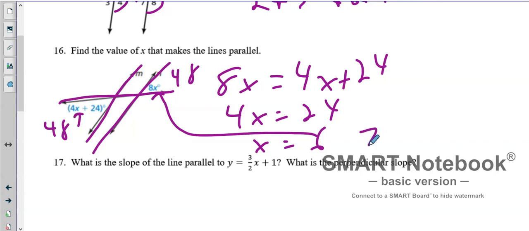All right, plug it in. 7 times 8 is 56. 7 times 4 is 28. 28 plus 24 is 52. Oh, wait, those numbers don't match. Probably means 7 isn't right. Maybe I go back to my calculator and check. Oh, shoot. 24 divided by 4 is 6, not 7.